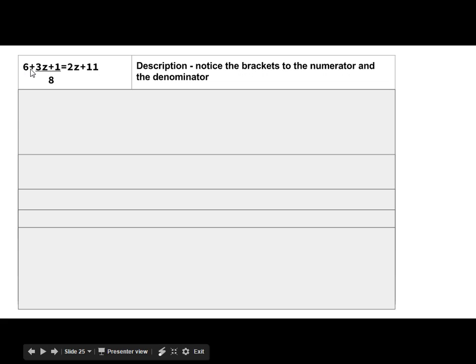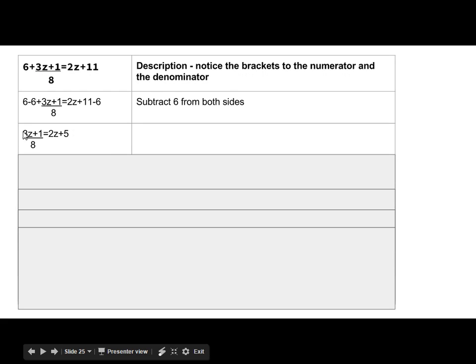So for this first question, it is the first question on the page that says Level 2: S1. When I read this, I have 6 plus (3z plus 1) divided by 8 equals 2z plus 11. Once again, remember that we need to have these brackets put here. Just ignore this for a moment because I notice that I still have this here, but pretend that we have brackets around the 3z plus 1 and then the 8 is on the bottom.